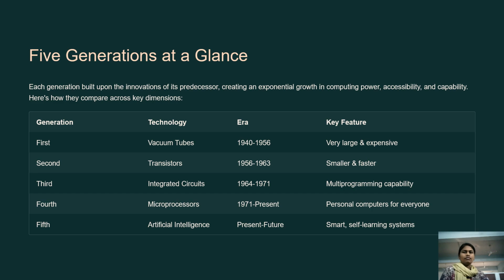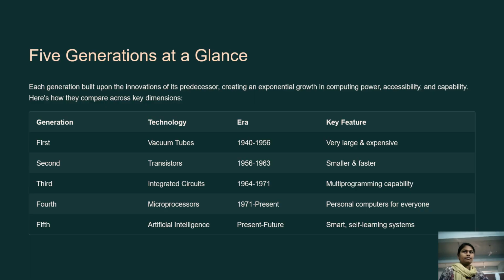Fifth generation used artificial intelligence. Its era is present and future, and key features include smart self-learning systems. It uses artificial intelligence, quantum computing, IoT, that is Internet of Things, etc.